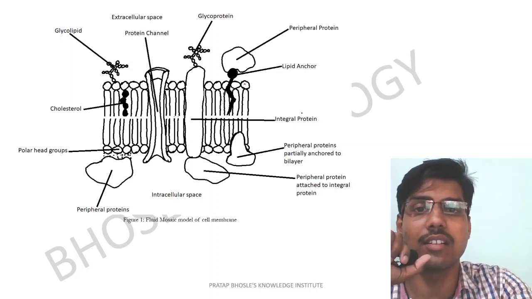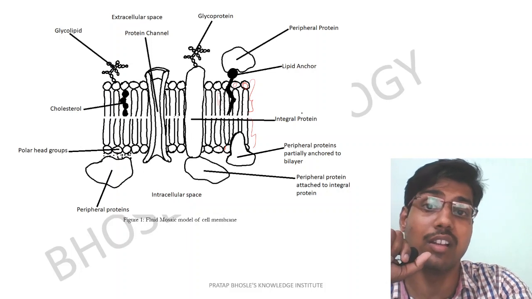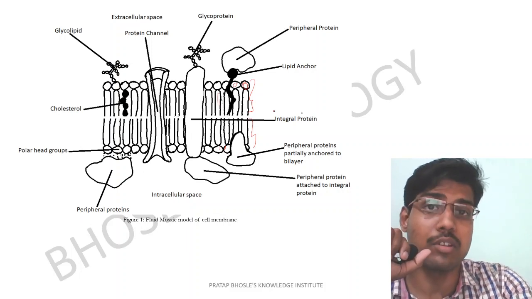First, it has a lipid bilayer. These are the hydrophilic heads and these are the hydrophobic tails. And why is it called a bilayer? Because this is one layer and this is the second layer of the lipid, so that's why it is called a lipid bilayer. What type of proteins does it have?